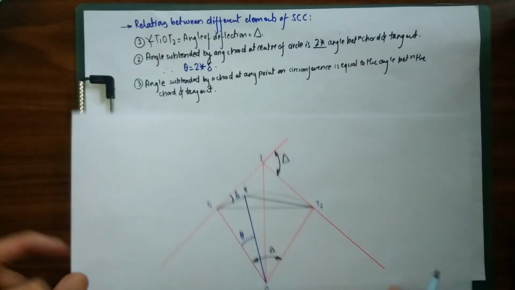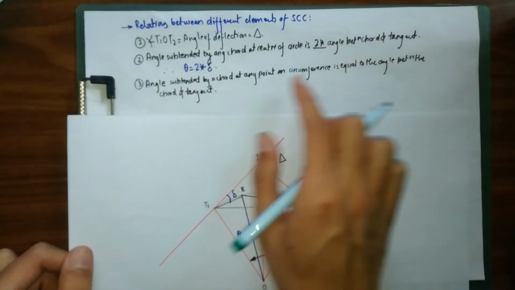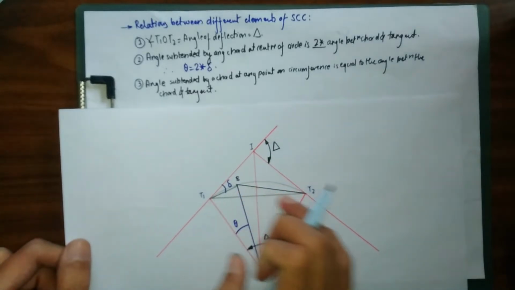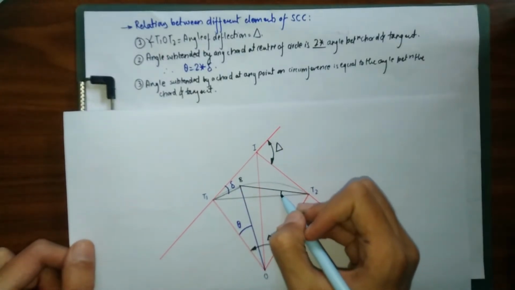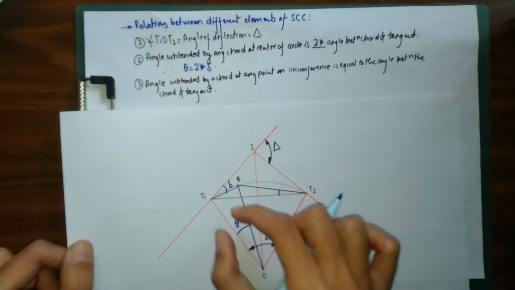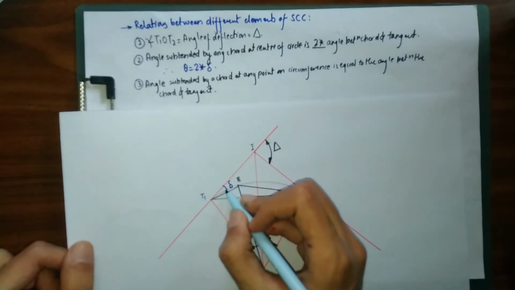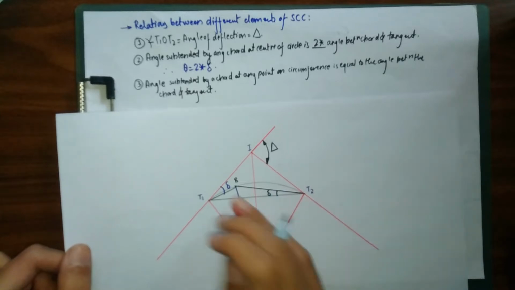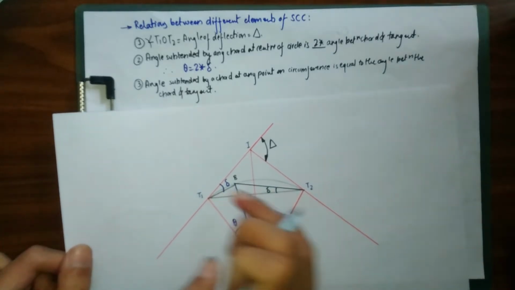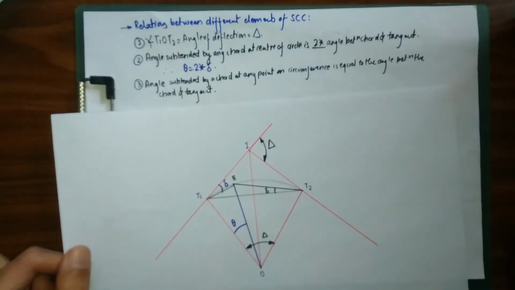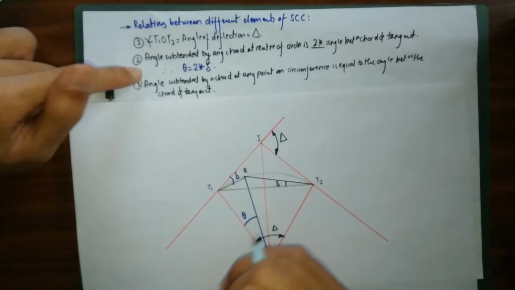According to our property, angle subtended by a chord at any point on the circumference, we have drawn our chord BT2, and the angle subtended by it is equal to the angle between chord and the tangent. We have another chord BT1, and the angle made with the tangent is del. So this angle is going to be equal to this angle. Both of these angles are going to be equal. That's what our third property says, or simply we can use our second property in this as well.